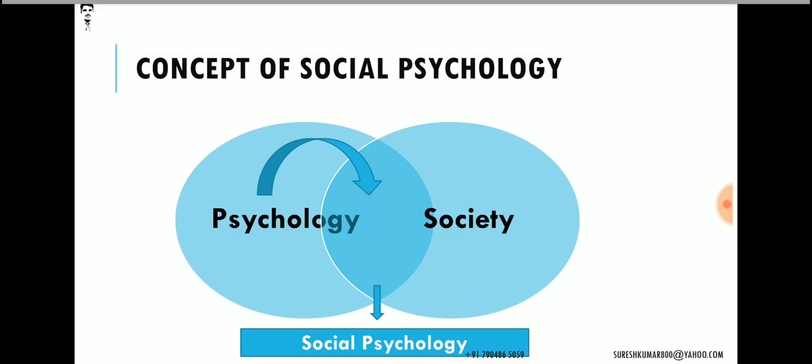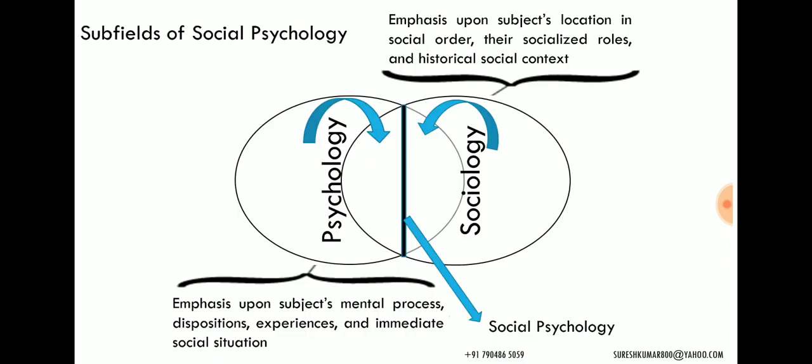Here we can see the idea about social psychology. And further, the subfields of social psychology we can classify into two components. One is the application of psychology in social psychology, the other is the application of sociology in social psychology. There are two ways we can look into that. For example, psychological social psychology emphasizes subjects' mental processes, dispositions, experiences, and immediate social situation. These are the components discussed in psychological social psychology.